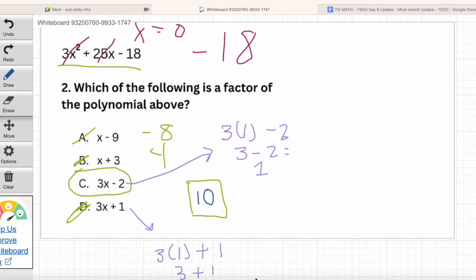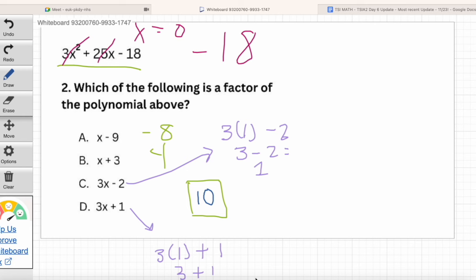Yeah. And then if you plug in a 0 to the answer choices, A would give you negative 9. That is a factor of negative 18. Does that make sense? Yes. Answer choice B would give you 3, also a factor of negative 18, because you can multiply 3 times negative 6 and get negative 18. Does that make sense? Yes. C would give you negative 2, also a factor. And D would give you 1, right? That happens sometimes.